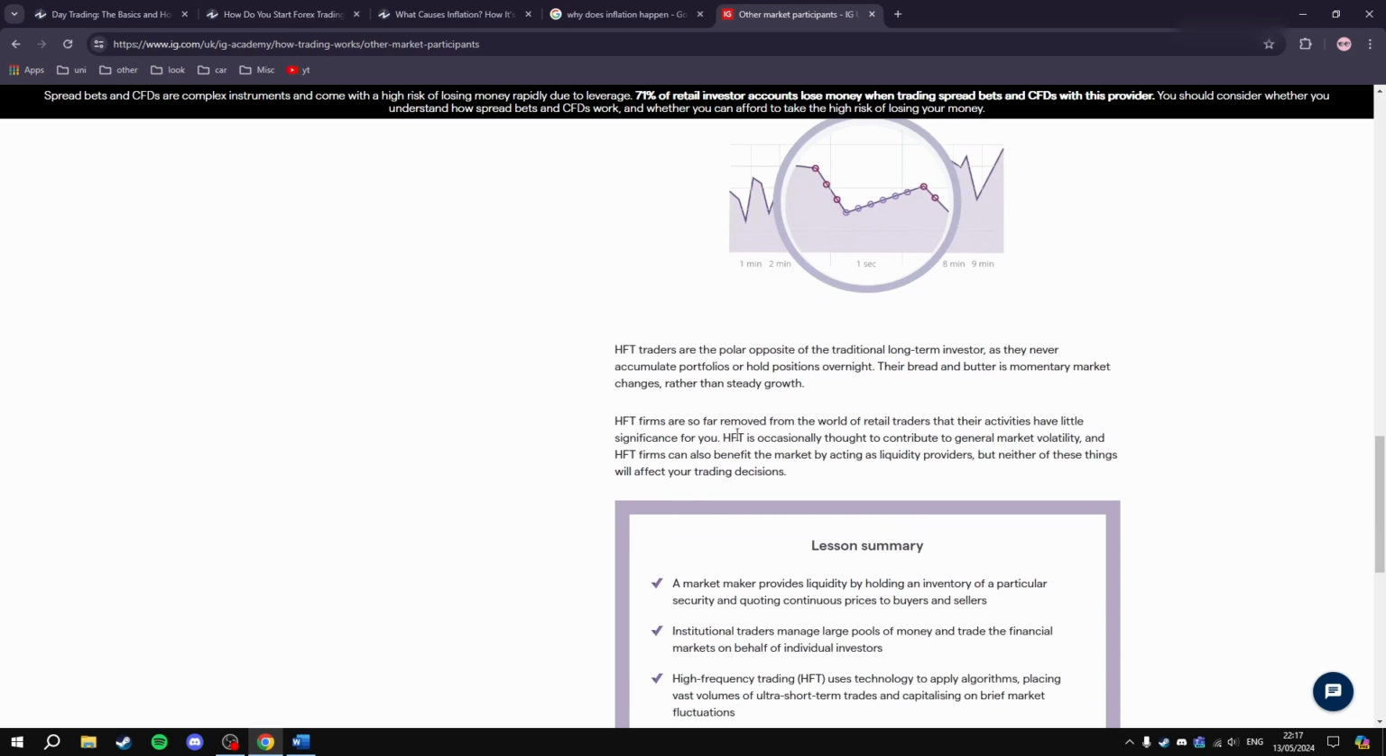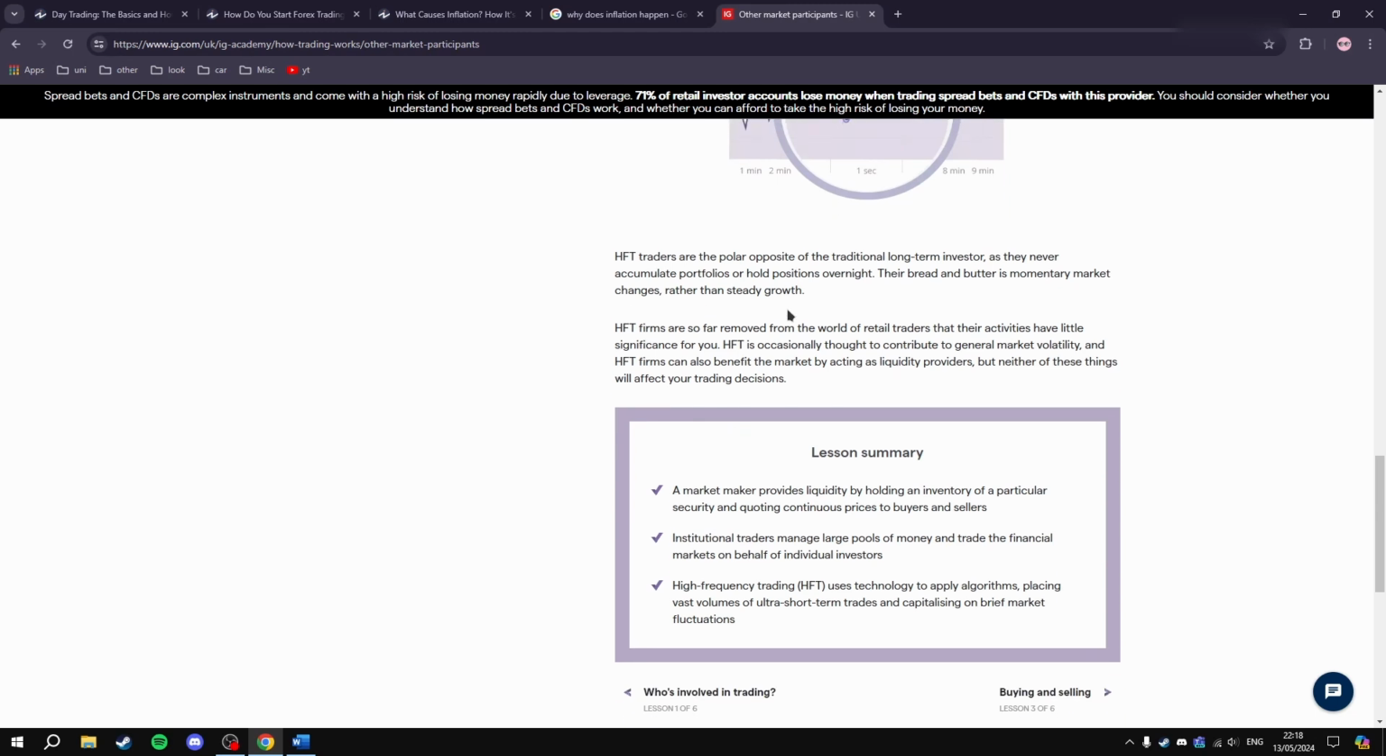HFT is occasionally thought to contribute to general market volatility, and HFT firms can also benefit the market by acting as liquidity providers, but neither of these things will affect your trading decisions.